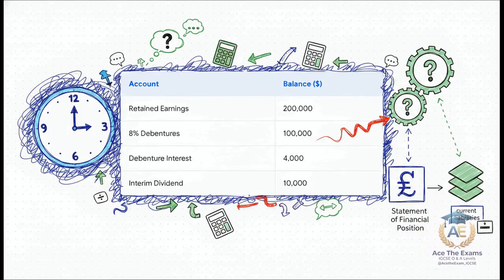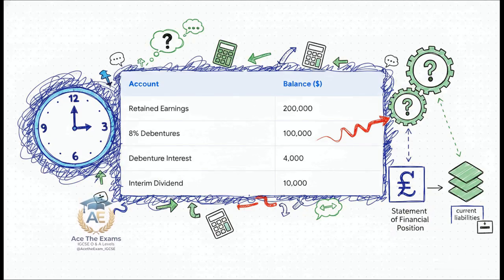What is the accrued expense here? And how does this impact the statement of profit or loss versus the statement of financial position? Look closely at the numbers. You need to immediately identify that the total debenture interest for the entire year should be 8% of $100,000, which is $8,000. But look at the trial balance.